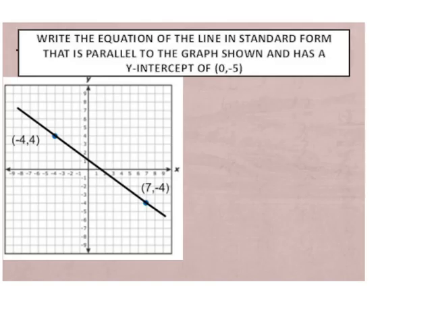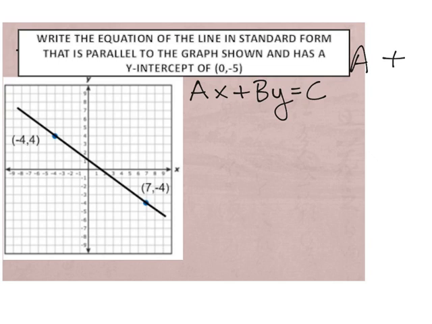Okay, let's go and take this last one here. We're asked to write the equation of the line in standard form that is parallel to the graph shown and has a y-intercept of 0, negative 5. So let's figure out the standard form. Okay, is ax plus by equals c. And a must be positive. Remember that a must be positive. Okay? So there's a little rule there.